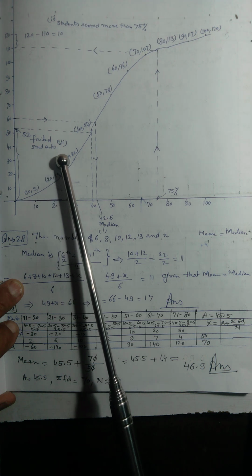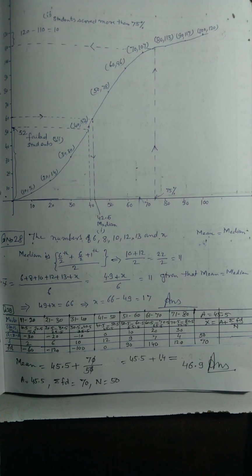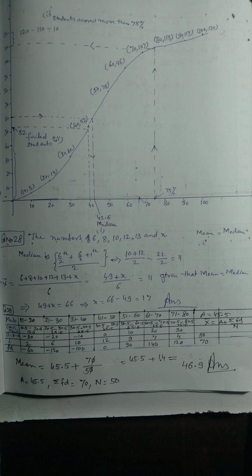This is the second part of the answer. Now the third part says that the number of the students who did not pass the test, marks required to pass is 40. This is completed. Now the number of the students who obtained more than 75% marks in the test.